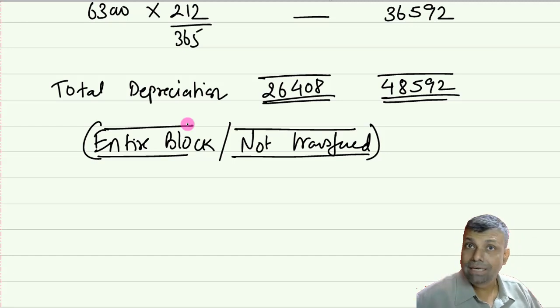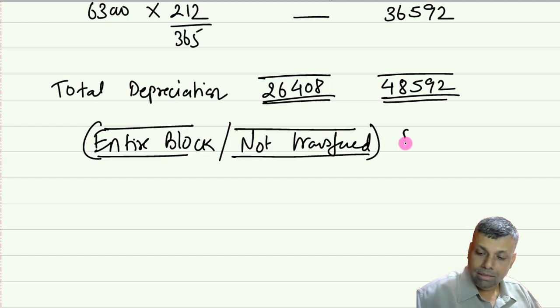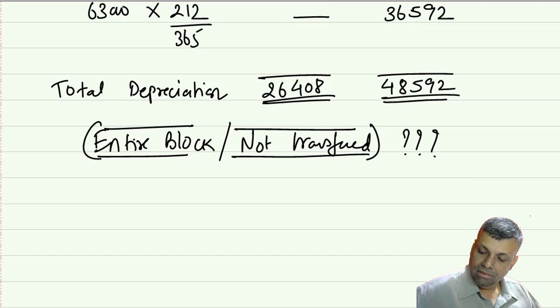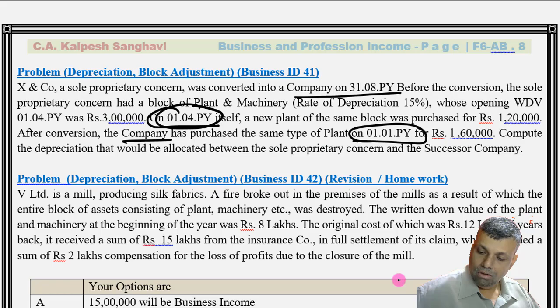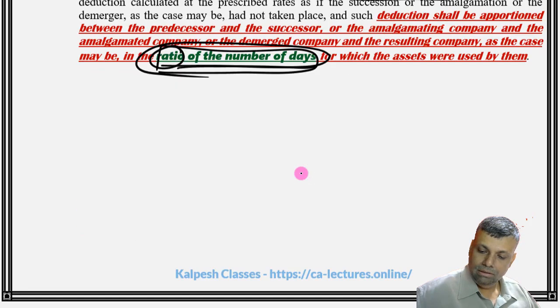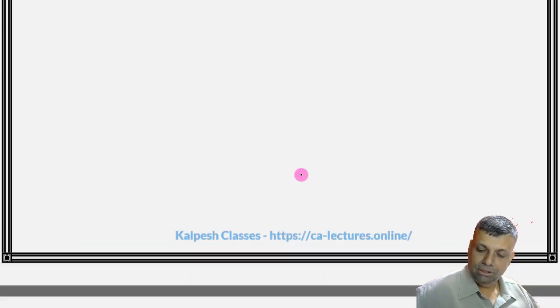So here the confusion can come: why should I not do that particular WDV transfer like we have done in the previous example of a demerger? Because demerger adjustment is a different one and this particular adjustment is a different one. This is where the confusion can always come into the picture. So that particular point of the law which I want to bring to your notice, look at this 43(6)(c) explanation.